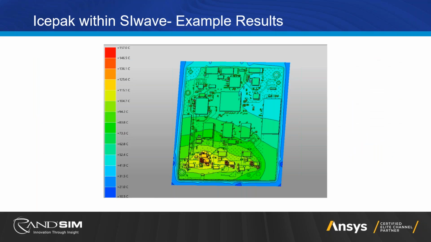What I've got next for you is an example of those results. So this is something that you can get within Icepak within SIwave. And so this is a nice view here of those component level dissipation values, as well as the thermal from the DCIR. So both of those being combined together to provide this heat map, this contour plot for you.